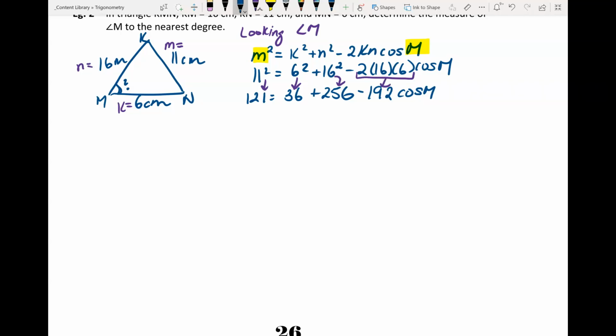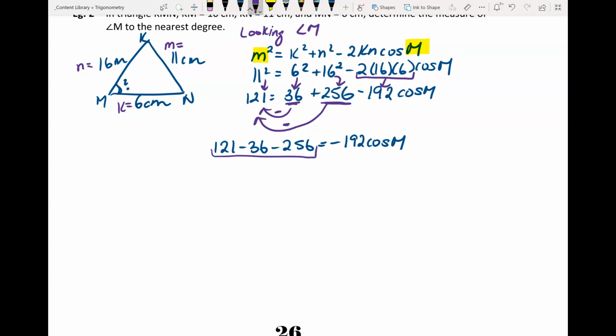Now I'm going to try to isolate cos M by moving the 36 and the 256 to the other side first. And when I do that, because 36 and 256 are positive, to move to the other side of the equal sign, it becomes a minus 36 and a minus 256. So it's 121 minus 36 minus 256. And I leave this negative 192 cos M alone. I'm going to simplify our left-hand side here. So 121 minus 36 minus 256 is negative 171.